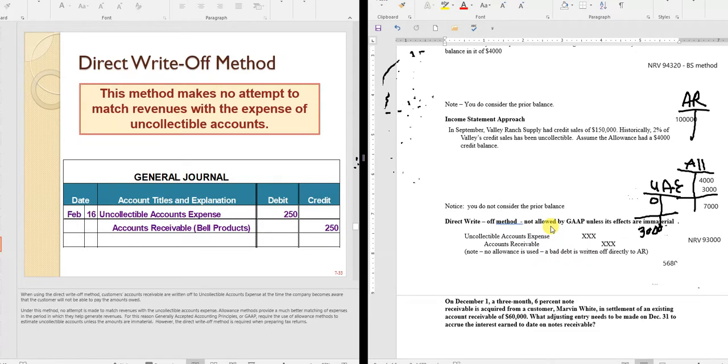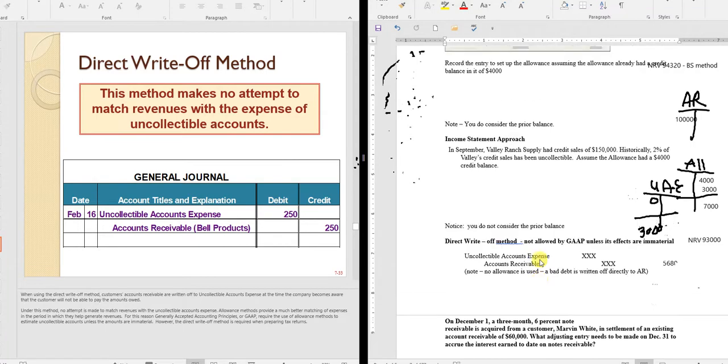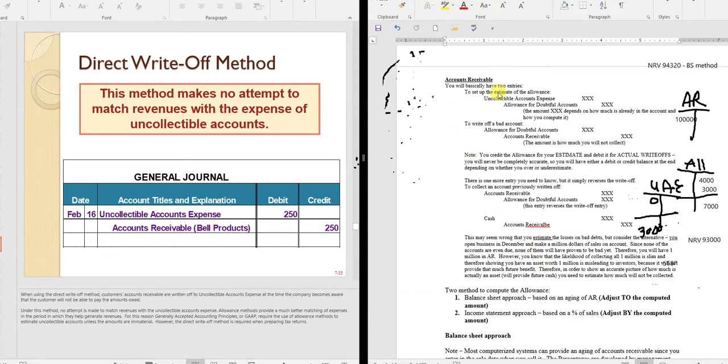The final thing in this chapter regarding accounts receivable, or this video, that I'm going to talk about is the direct write-off method. It's important to know that there are two overall methods for accounting for bad debts: direct write-off and allowance. How do you know the difference? The allowance has the allowance in it. It will say the word estimate. The direct write-off will not have the word allowance in it, nor will it have the word estimate.